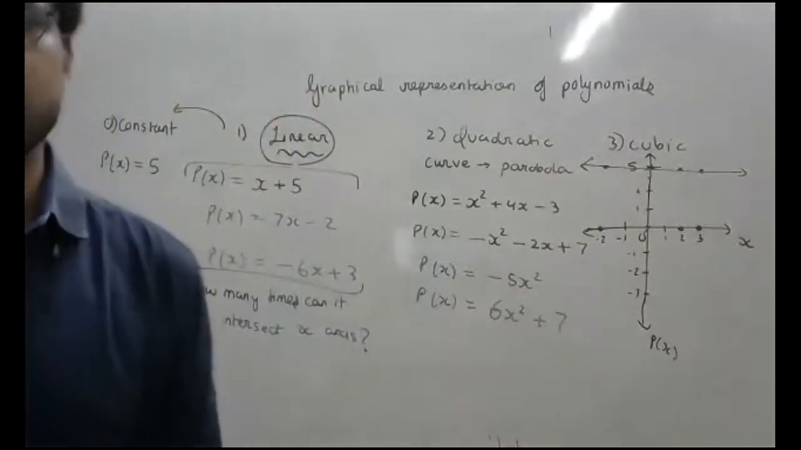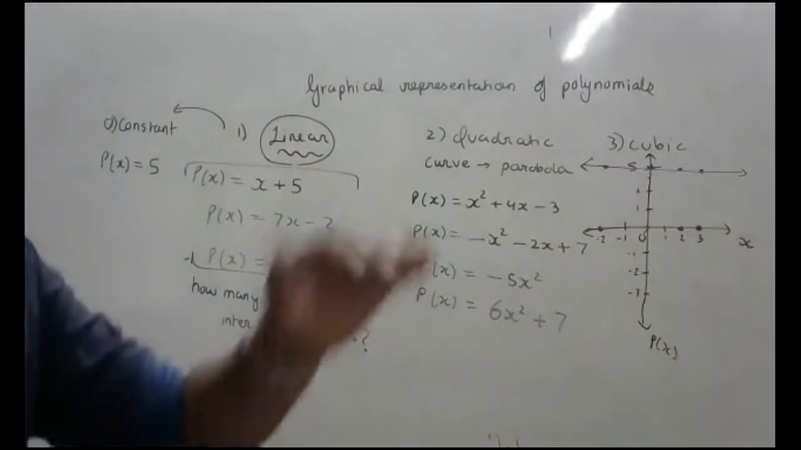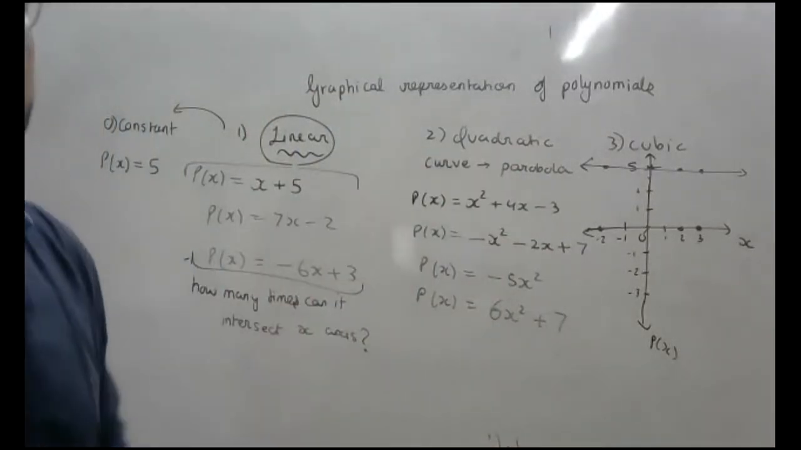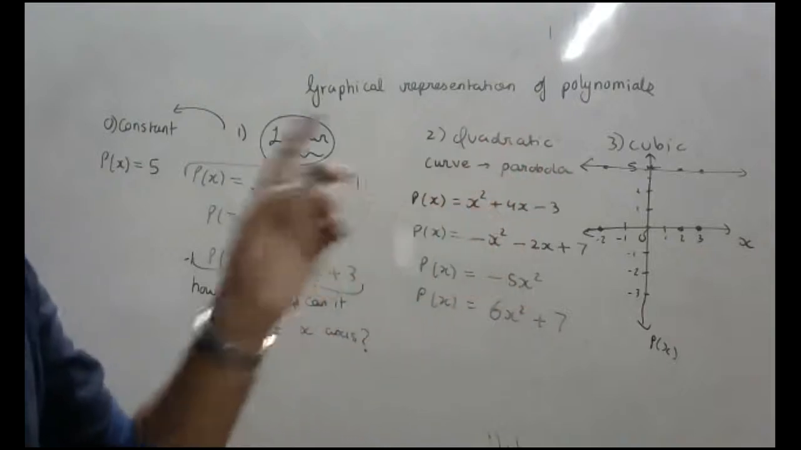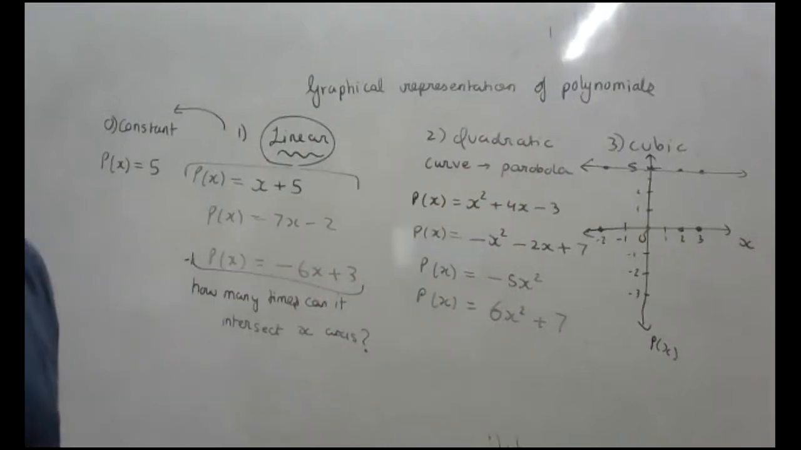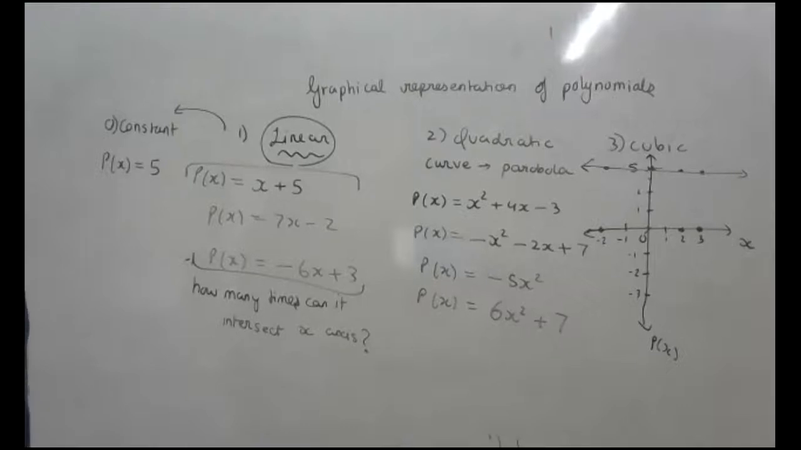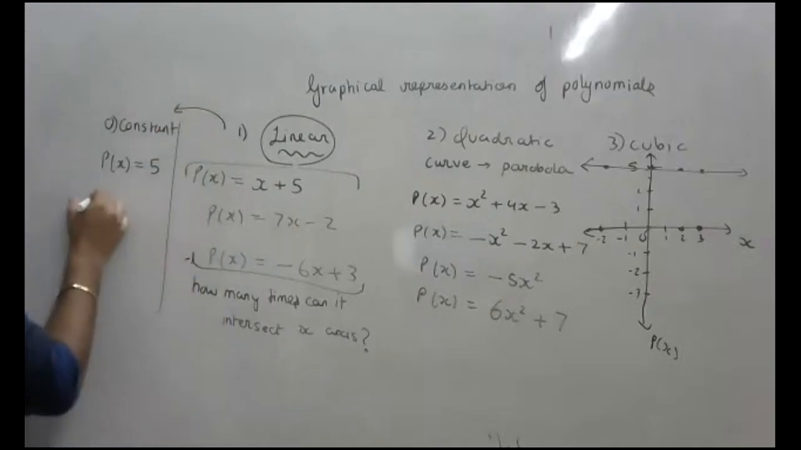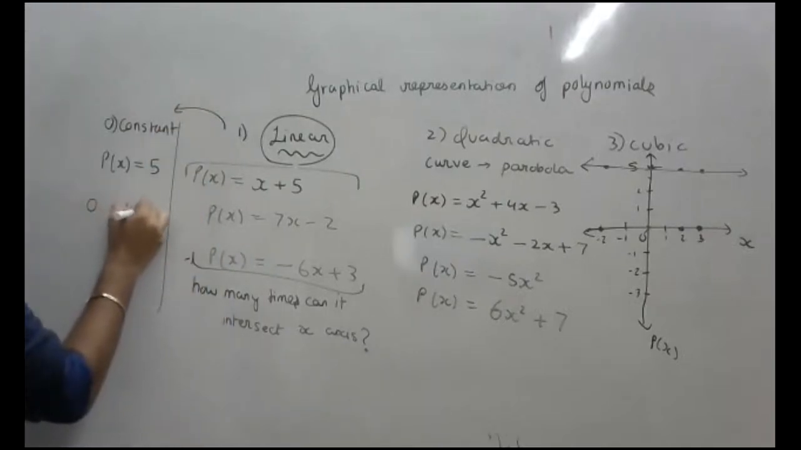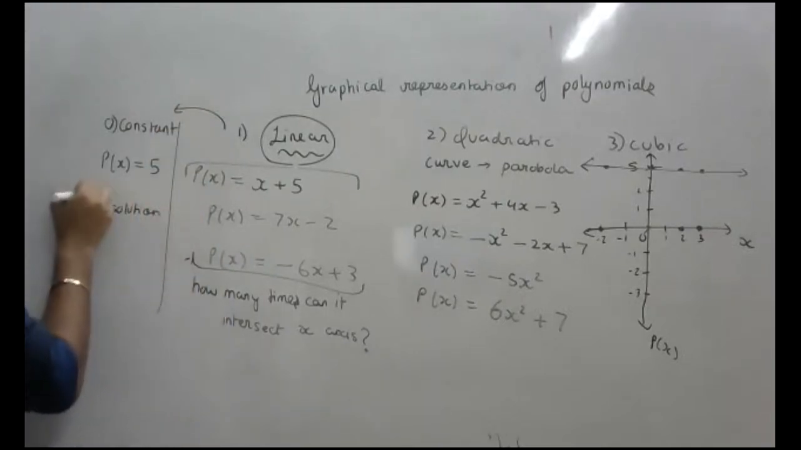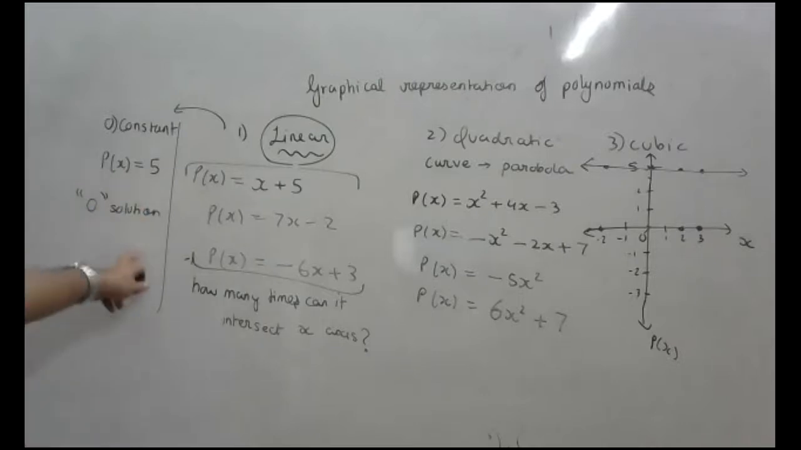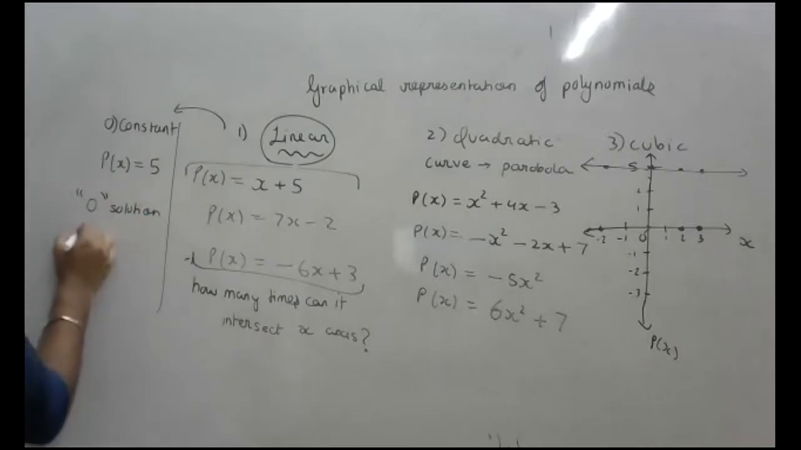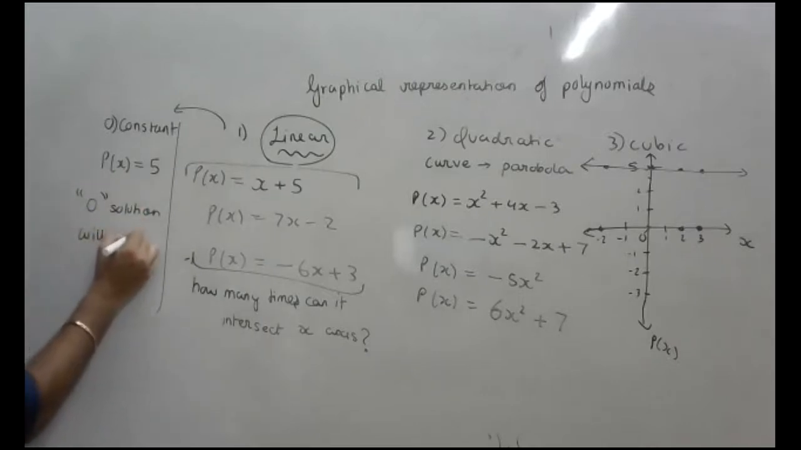It will always be a line which is never intersecting the x-axis. This line will never intersect the x-axis. This type of line will have no solution, no specific solution. Zero solution. So a constant polynomial will never intersect the x-axis.